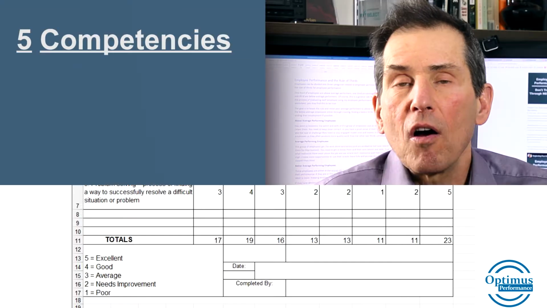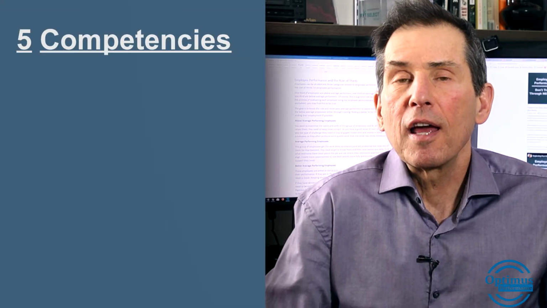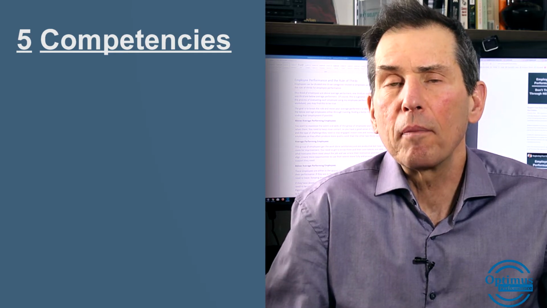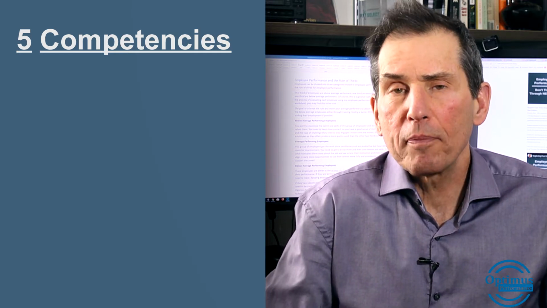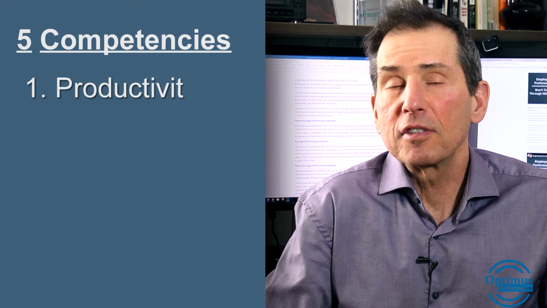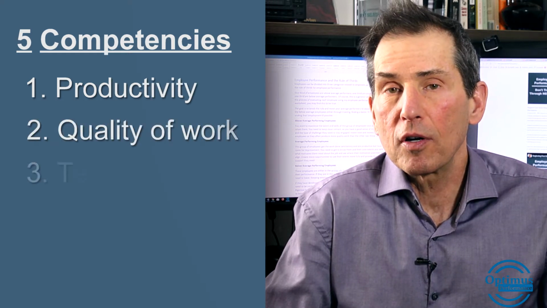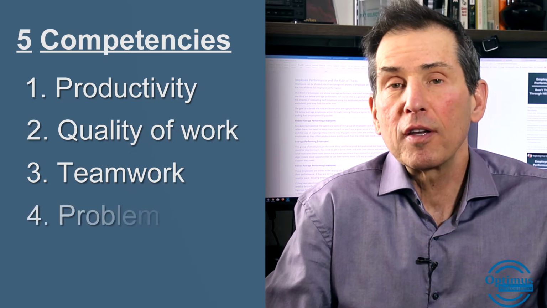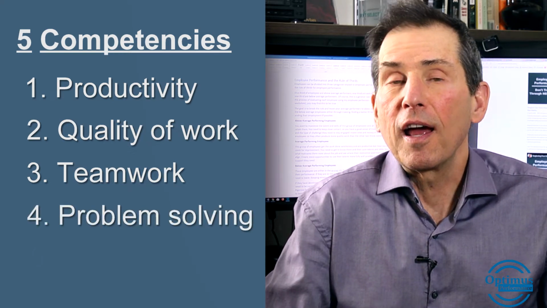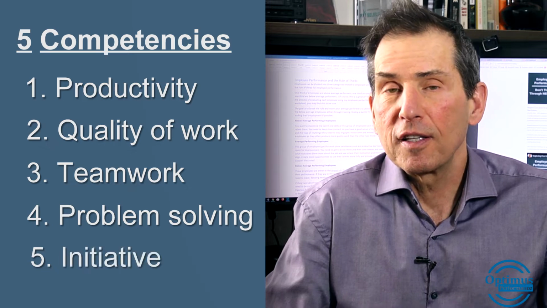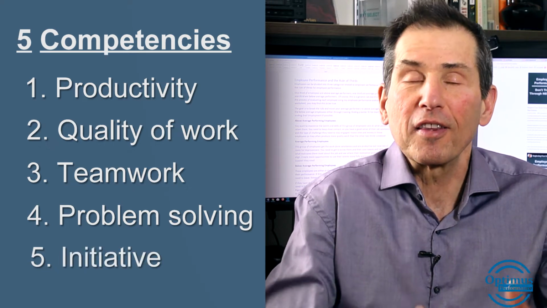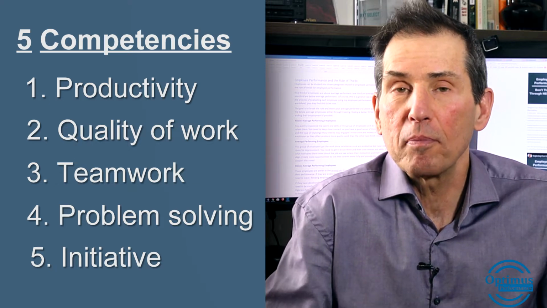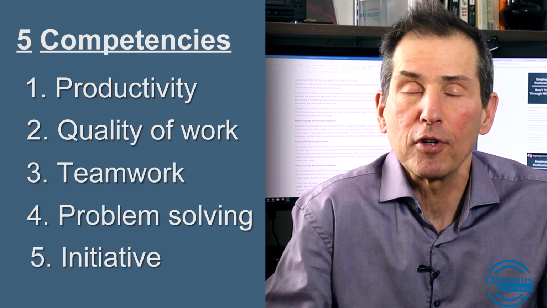And I based it on 5 competencies that I refer to a lot because these are really key competencies. The first competency is productivity. The second one is quality of work. The third one is teamwork. The fourth one is problem solving, and the other one is initiative. Now, I may not be saying them in the order that they appear on the worksheet, but nevertheless, those are the 5 competencies, and I have a little description for each.